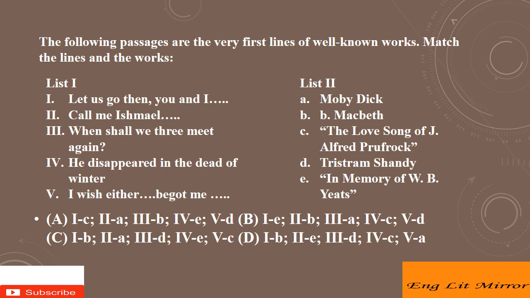The following passages are the very first lines of well-known works. Match the lines and the works. List 1. 1. Let's go then, you and I. 2. Call me Ishmael. 3. When shall we three meet again? 4. He disappeared in the dead of winter. 5. I wish either had begot me.